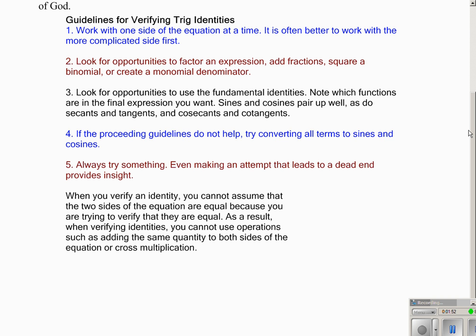Even making an attempt that leads to a dead end is going to give you insight into the problem. So when you verify an identity, you cannot assume the two sides are equal, because that's what you're trying to verify or prove. So make sure you don't do things like add the same quantity to both sides of the equation or cross multiply.